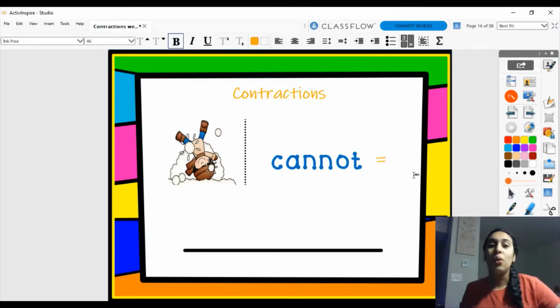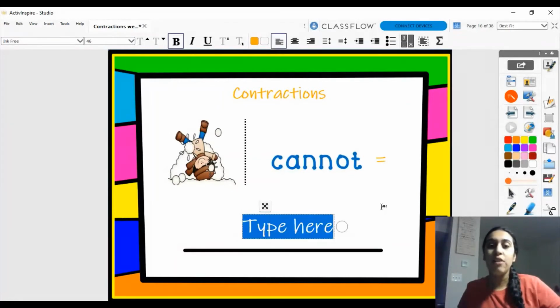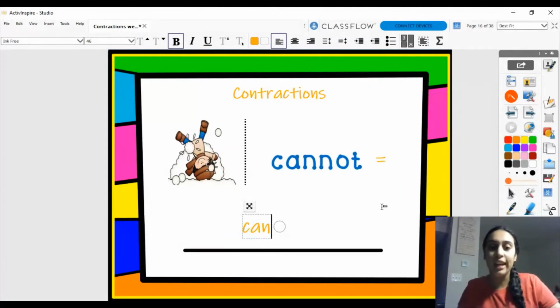Okay, so remember what we talked about last week. It's very, very simple when we want to form a contraction. You keep the verb how it is, unless I teach you otherwise. And all you have to do with the word not is take away the O and replace it with an apostrophe. So let's go ahead and try that. So here we have the word cannot. We know that the verb is can, so let's go ahead and write can. We keep that the same.